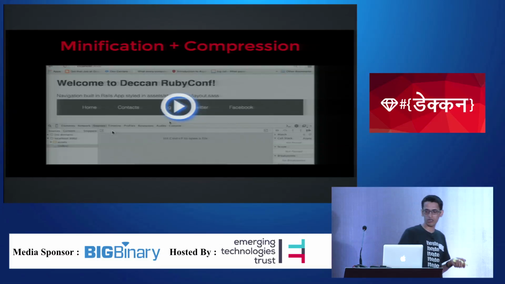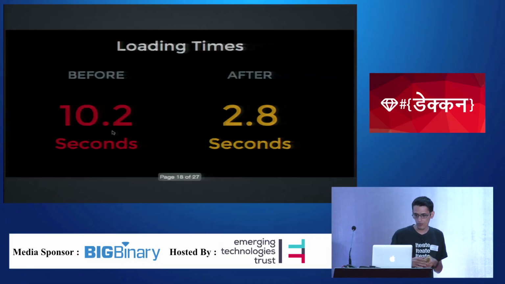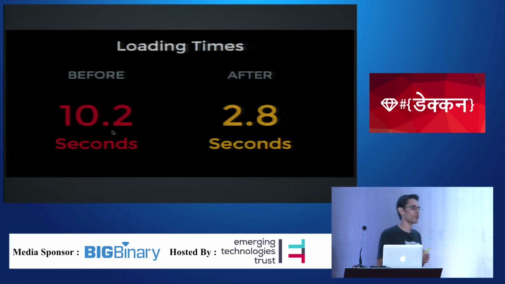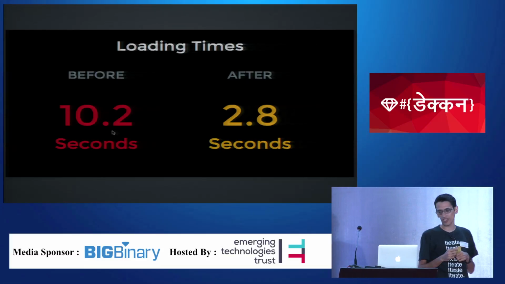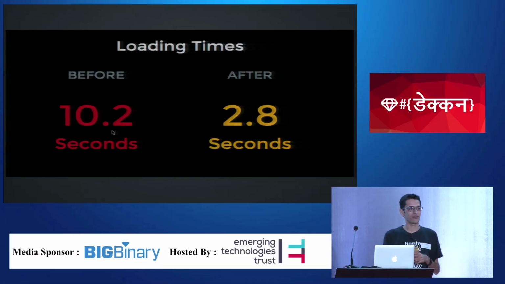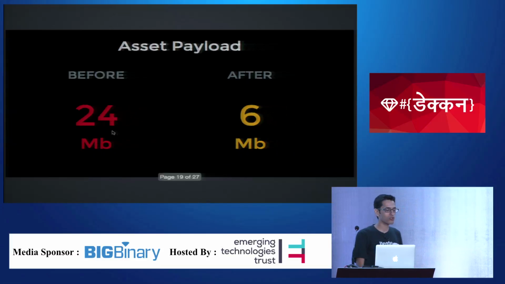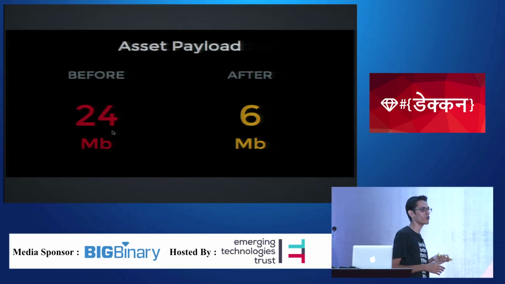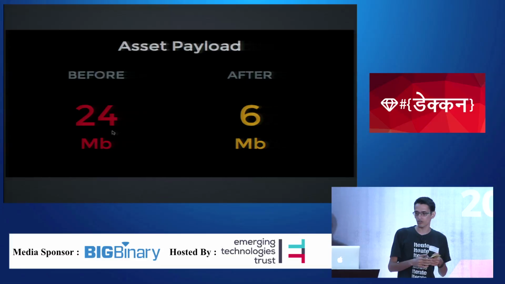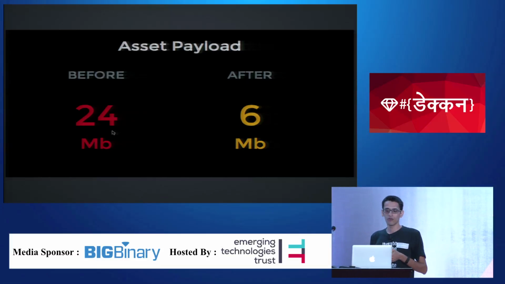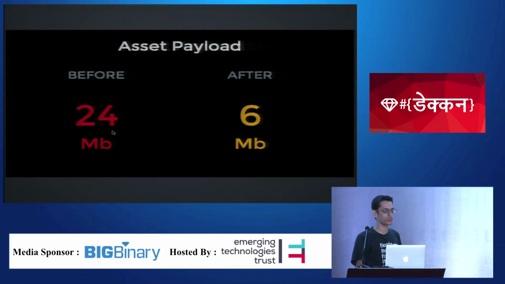How are minification and compression beneficial? Loading time for one single page before minification and compression was 10.2 seconds for a medium size web application with lots and lots of JavaScript. And after we use minification and compression of the Rails asset pipeline, that is reduced down to 2.8 seconds. Also, previously the asset size delivered to the browser was, let's say, 24 MB, which was then reduced to 6 MB.